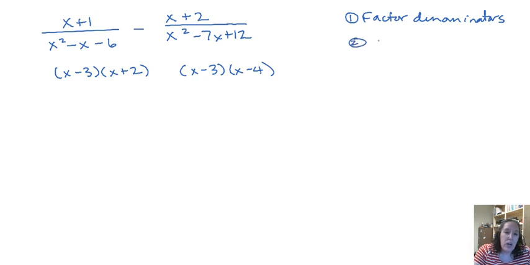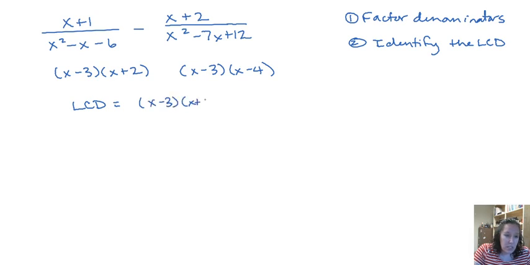And then we need to identify the least common denominator. So our least common denominator is going to be the biggest power that we see on any of our factors. What I do is I just write down my first denominator. So we've got x minus 3 and x plus 2. Both of those are raised to the first power, so our least common denominator so far just has those to the first power. If you had one that was squared, you would square it.